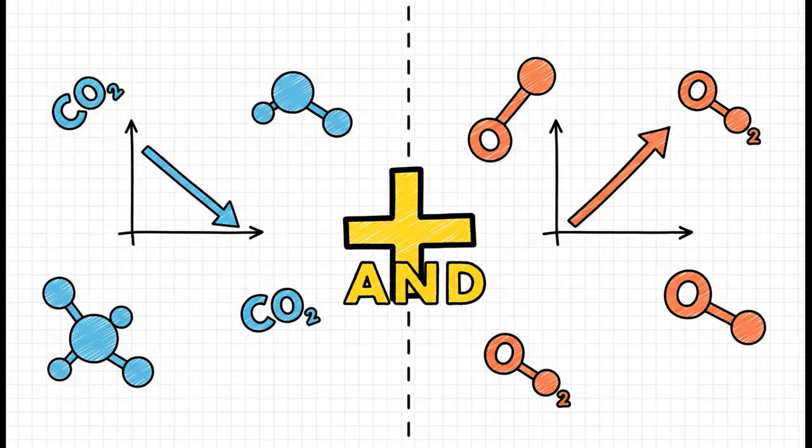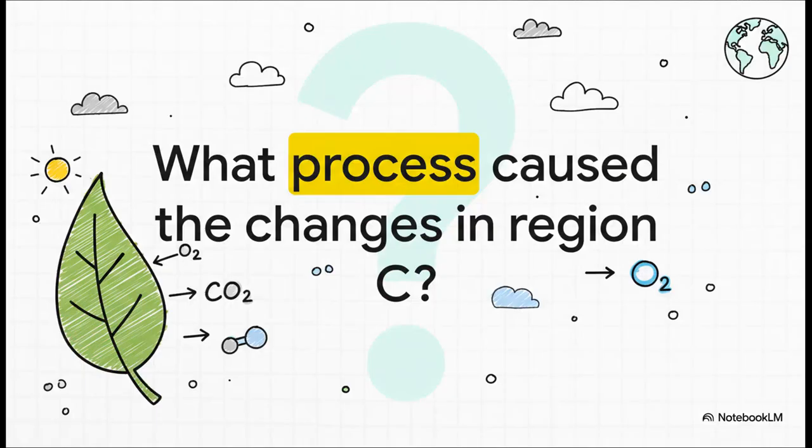Okay, so this is a 3 marker. To get all 3, you have to mention both changes. Point 1, carbon dioxide decreased. Point 2, oxygen increased. But that third, really crucial point, the one that gets you the compare mark, is saying that they changed at a similar rate. I mean, you can almost see how the 2 lines kind of mirror each other, can't you? So that leads us right into the next question.